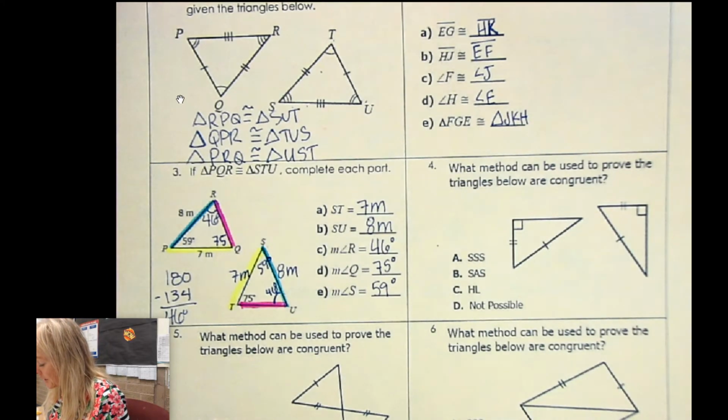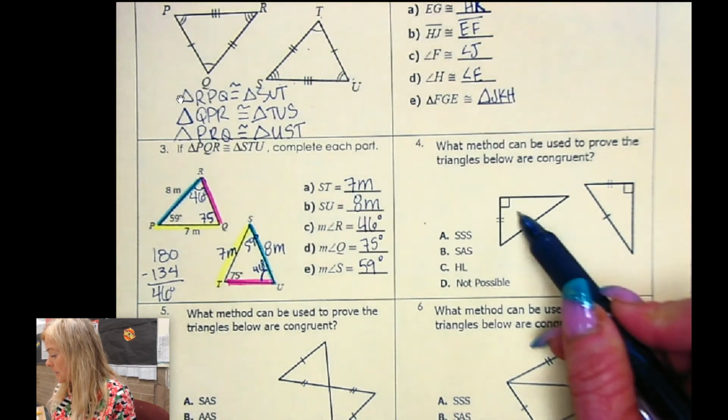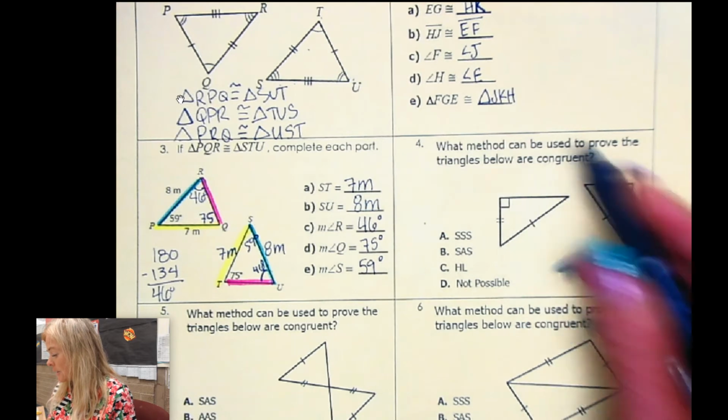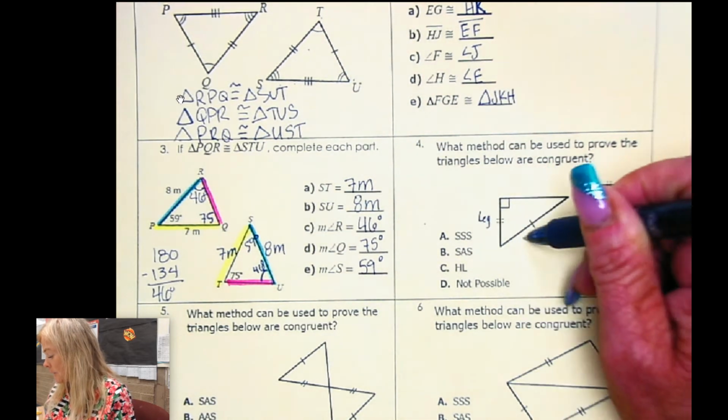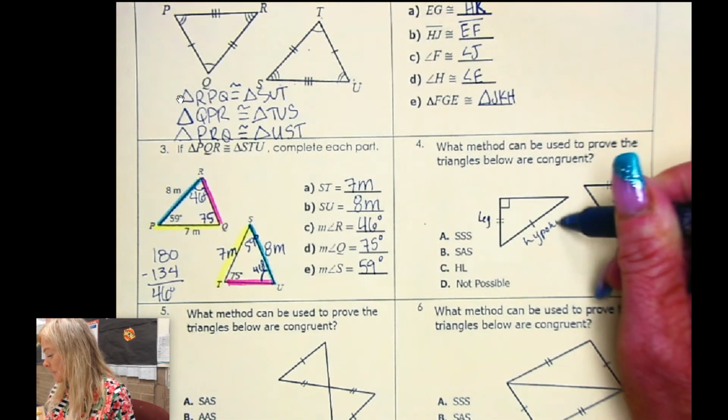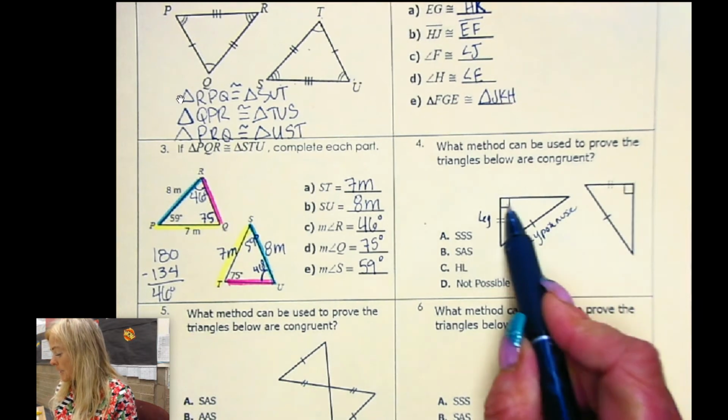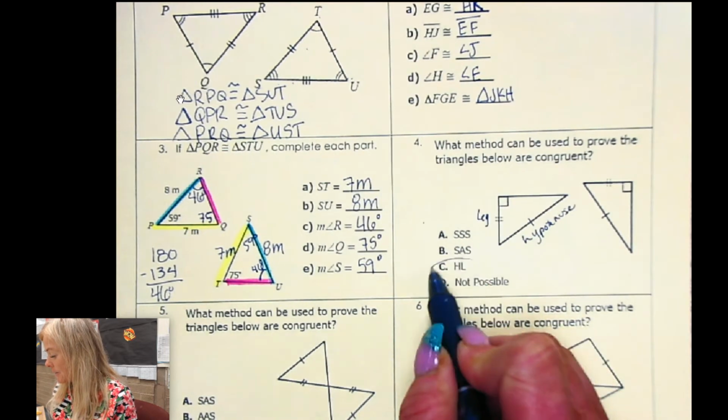And then number 4, what method can be used to prove the triangles below are congruent? So what method, what do we have? We have a right angle, we have a leg, and we have a hypotenuse. So right angle, leg, hypotenuse is HL.